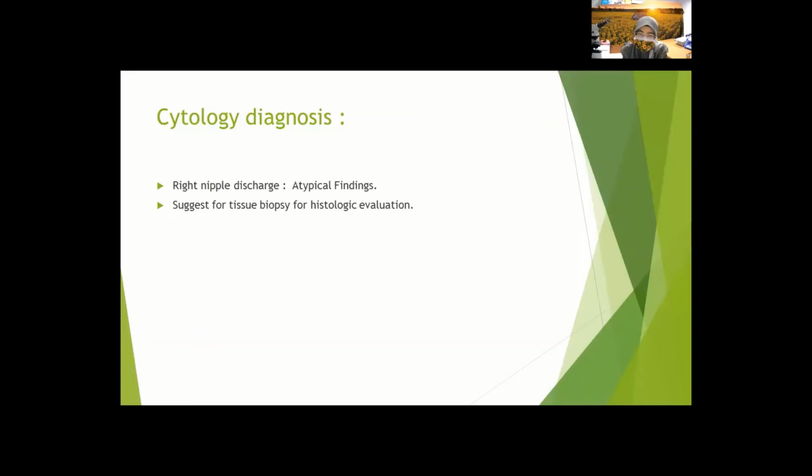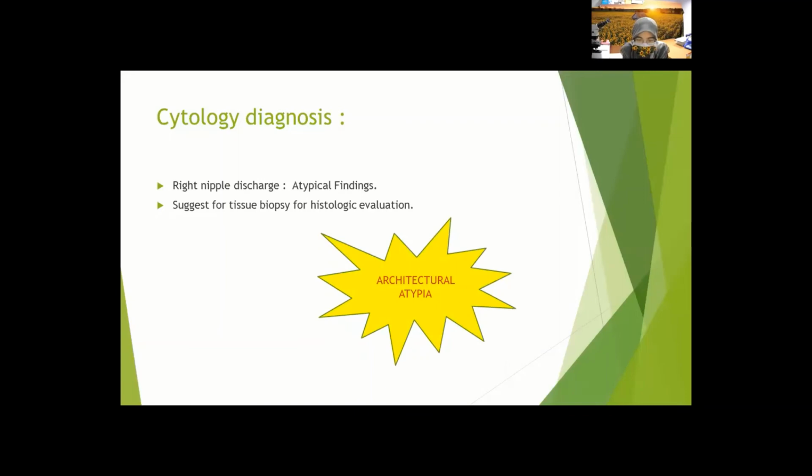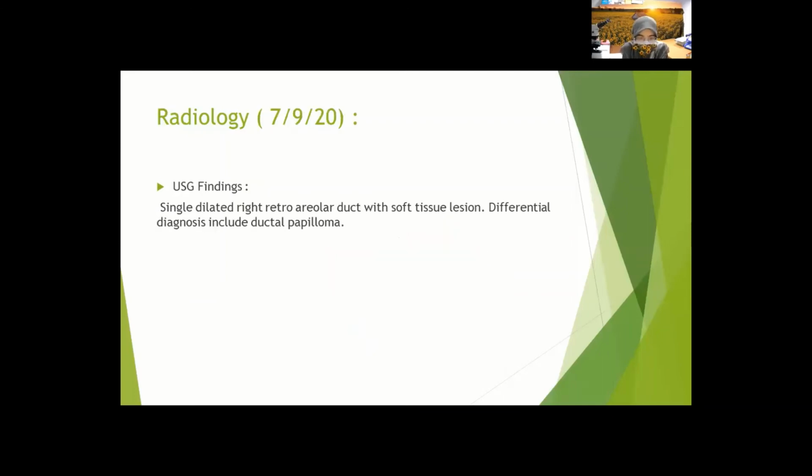Therefore, the atypical diagnosis is appropriate to be put in this kind of diagnosis. So they also request a tissue biopsy for histology evaluation. What basically to highlight here is that the architectural atypia is more prominent than the cytomorphological atypia in this case. So they proceed with ultrasound.